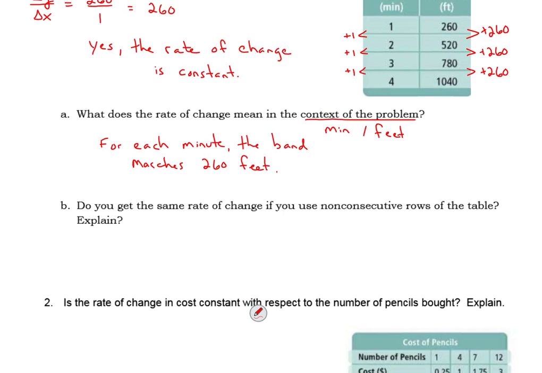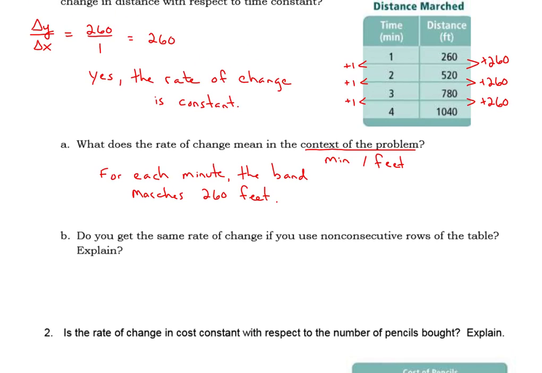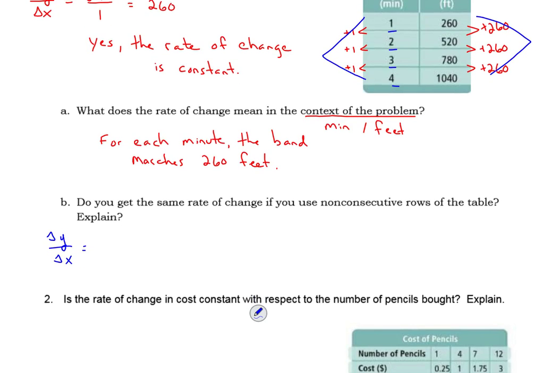Okay, part B, do you get the same rate of change if you use non-consecutive rows in the table? So for example, when I found the first rate of change, I went from row 1 to row 2 to row 3 to row 4. But this question is asking if I use non-consecutive rows that are not in a row. So if I went from 1 all the way to 4, and then from 260 all the way to 1040. So if I found my change in y over change in x using 260 and 1040, using the first and last rows, I would say that the change between 260 and 1040 is 780.